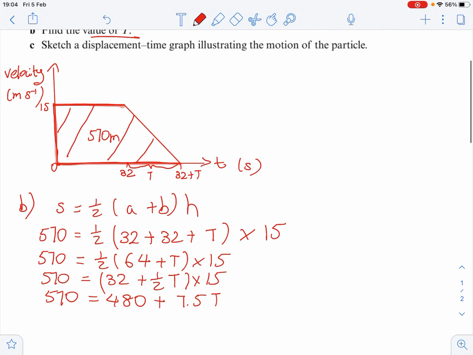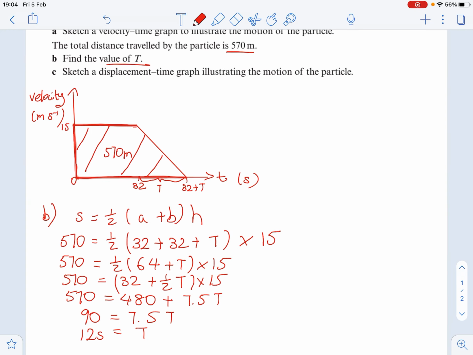Then just rearrange our equation. We have 90 equals 7.5t. Therefore, t equals 12 seconds. So we know that t is equal to 12 seconds. Then part C, we're asked to sketch a displacement time graph.